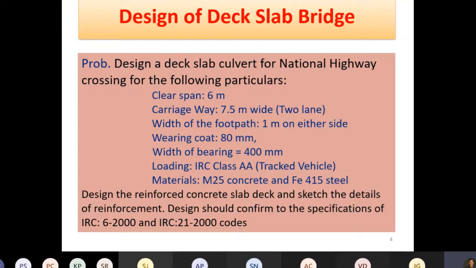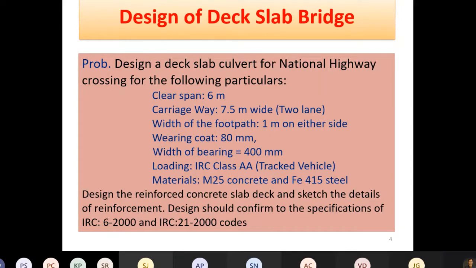So let us have one example related to this. Design a deck slab culvert for a national highway crossing for the following particulars. The clear span is 6 meters, carriageway 7.5 meter wide, two lane road. Width of the footpath is 1 meter on either side. Bearing coat 80 mm thickness. Width of the bearing on which the slab is resting on the supports is 400 mm. Loading, we have to assume IRC class AA tracked vehicle, and materials used for construction are M25 concrete and Fe415 steel. Design the reinforced concrete slab deck and sketch the details of the reinforcement. Design should conform to the specifications of IRC 6-2000 and IRC 21-2000 codes.